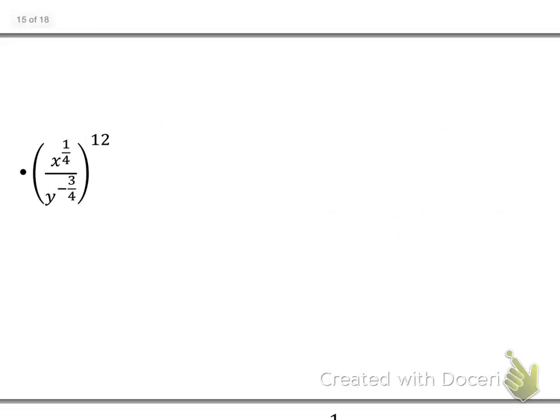Okay, let's go ahead and we could bring this guy up. So simplify inside your parentheses first. So I get x to 1/4 staying on top. Doesn't need to move because it's positive. And then my y to 3/4 came to the top. Power to a power, we can distribute this guy in. So 12 times 1/4 gets me 3. 12 times 3/4 gets me 9.